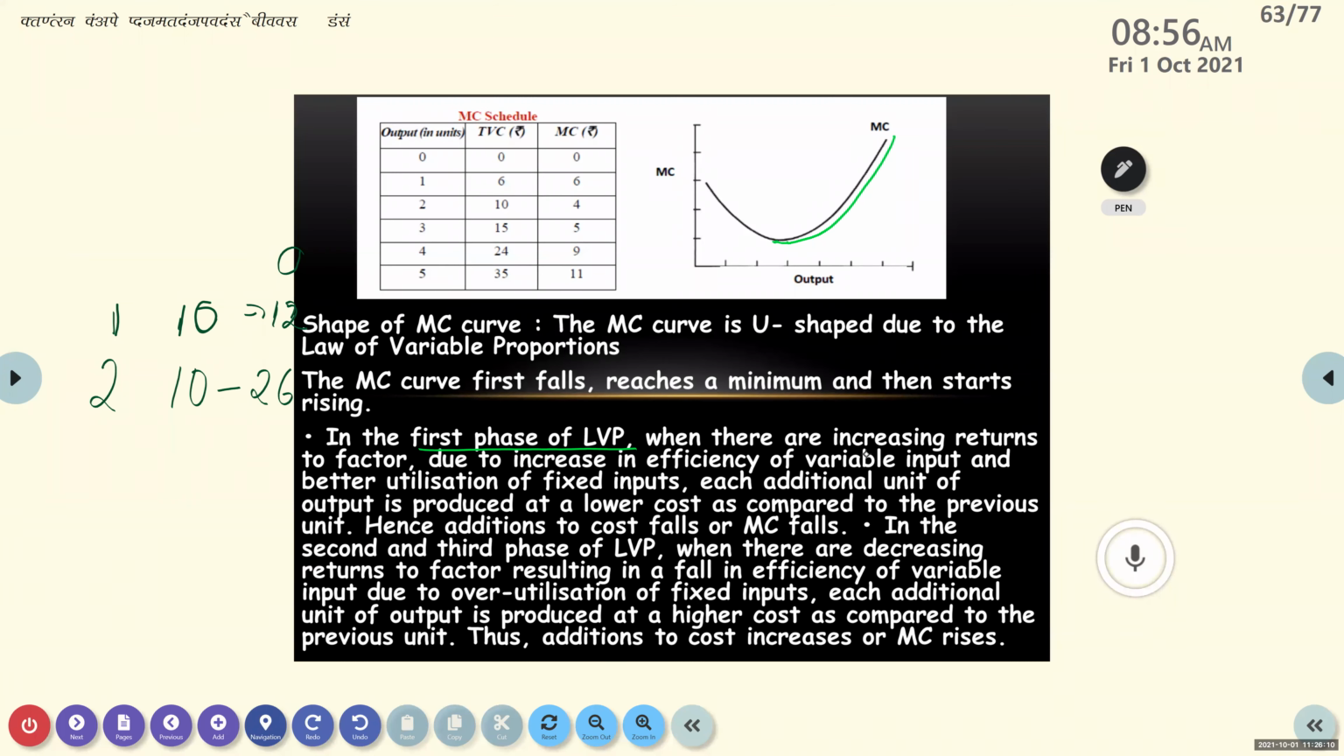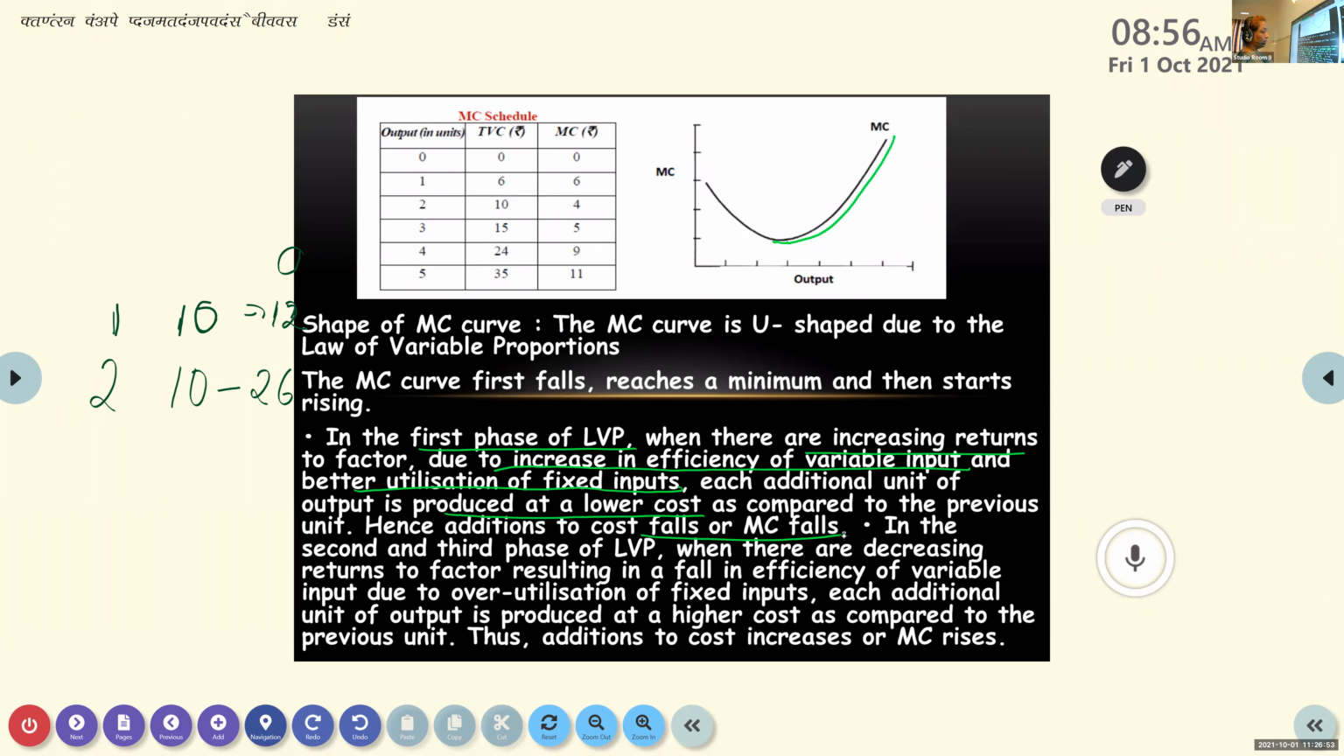We have increasing returns. Okay, why? Because of an increase in the efficiency of variable input, and one more, better utilization of fixed inputs. So what happens when we produce? We produce at lower cost. Because of that reason, what will happen to marginal cost? It will fall. Very good.